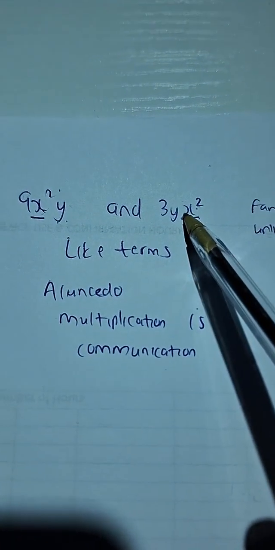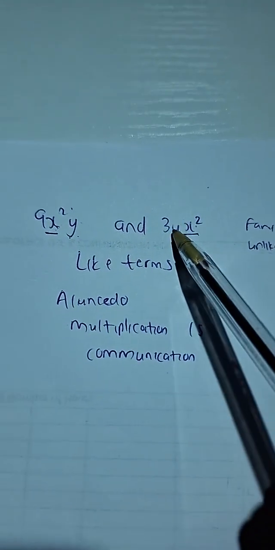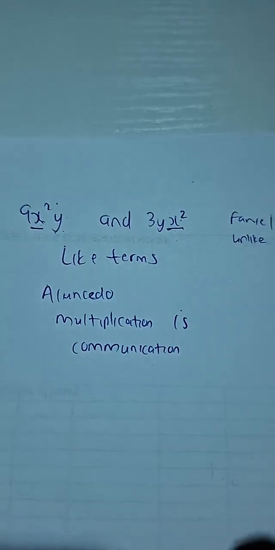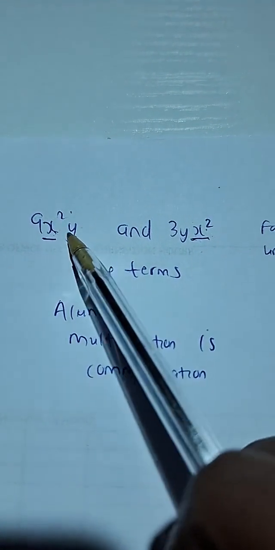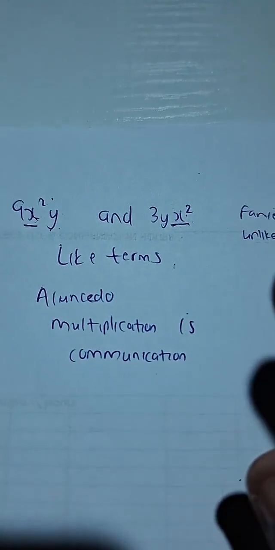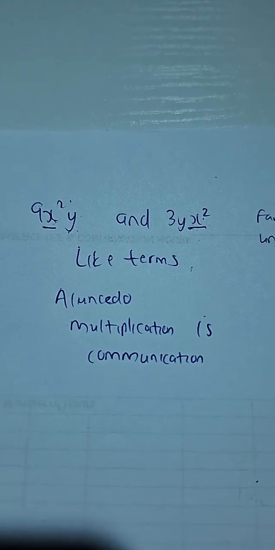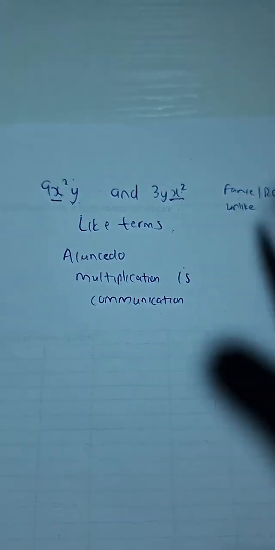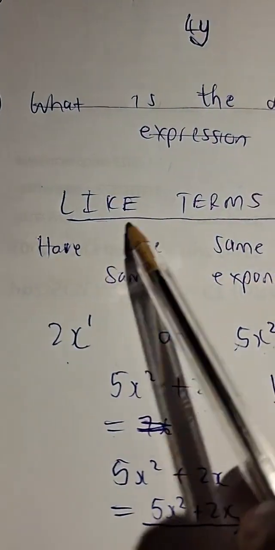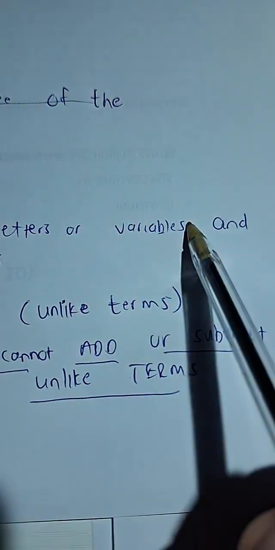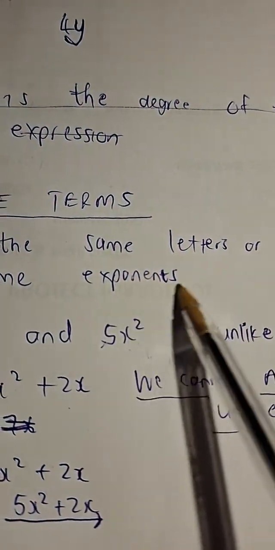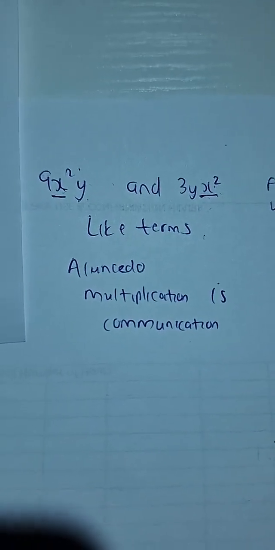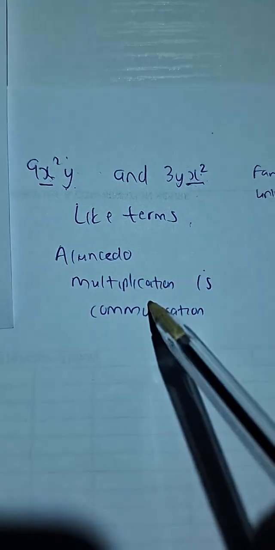All right, so basically, just because the order is not the same, some people are saying they are unlike because of the order. That's why I'm sure Fani, RG, and Liema said these are unlike terms. It's because they saw the order of the variables. I'd like them to comment if that's the case. But guys, what did we say when we looked at the definition? We said like terms have the same letters of variables and same exponents. That's all that matters. The order does nothing, because multiplication, as Aluncedo said, is commutative.